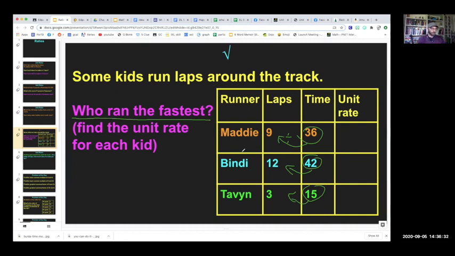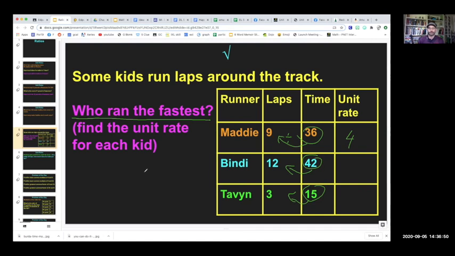Okay, so you should have figured out by now that we just have to divide. So 36 divided by 9 is 4, so this gets a unit rate of 4. And 42 divided by 12, well, that doesn't come out evenly, right?